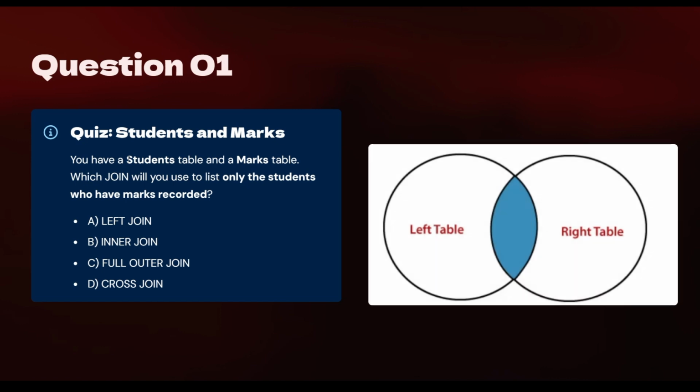The first question goes as this: there are two tables, a students table and a marks table. Which join will you use to list only students who have marks recorded? It is asking to get an output where you get the data of students who have marks. If there is a particular student who is absent or who doesn't have any marks for that particular subject, there is no need for you to get that. There's a common data which needs to come. So what would be the answer over here?